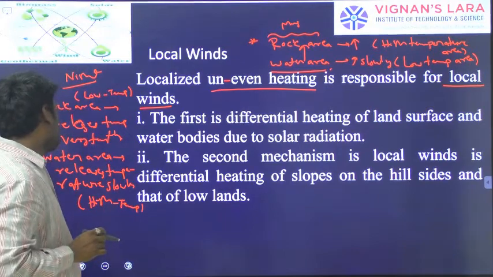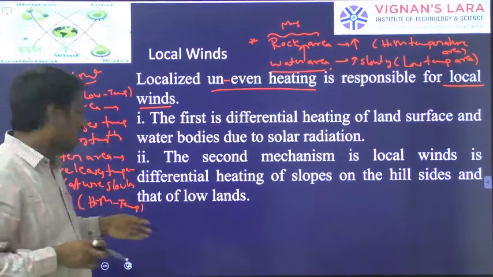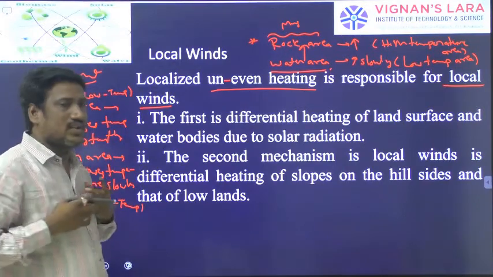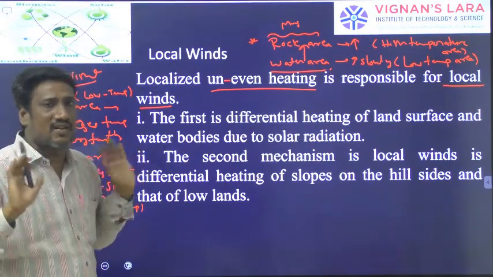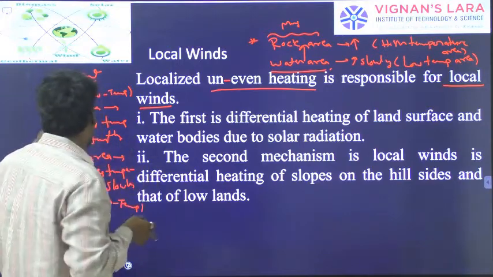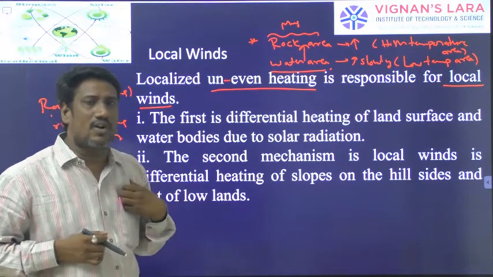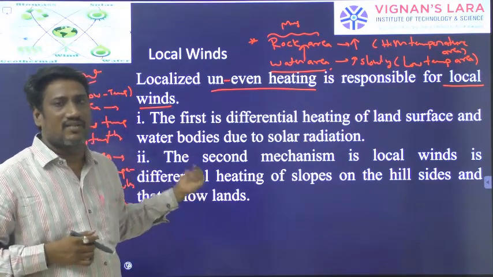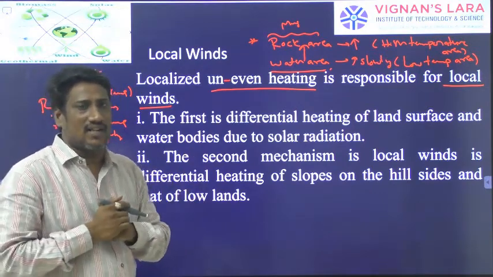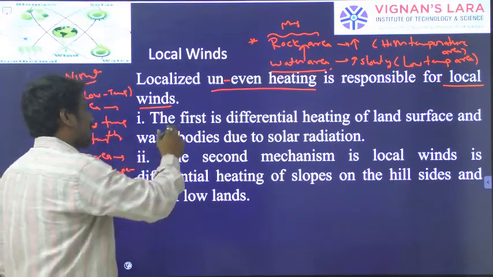The rock area very quickly loses its temperature, whereas the water area slowly loses temperature. So in the night the water area will have high temperature compared with the rock area. Now in the reverse direction, the wind blows from the rock area to the water area. This will be one region for the differential heating.